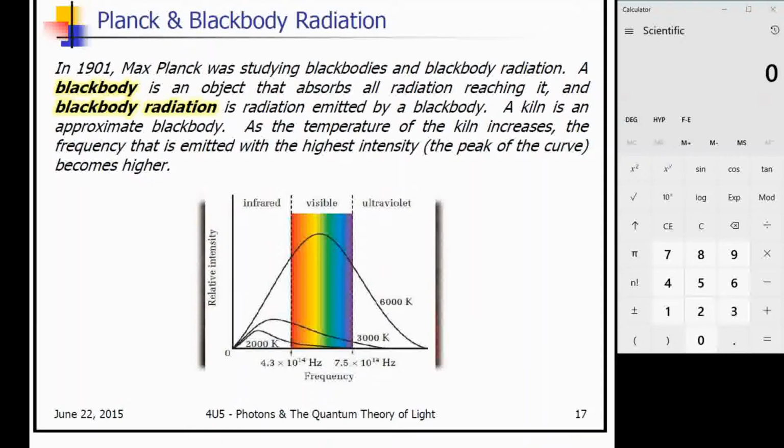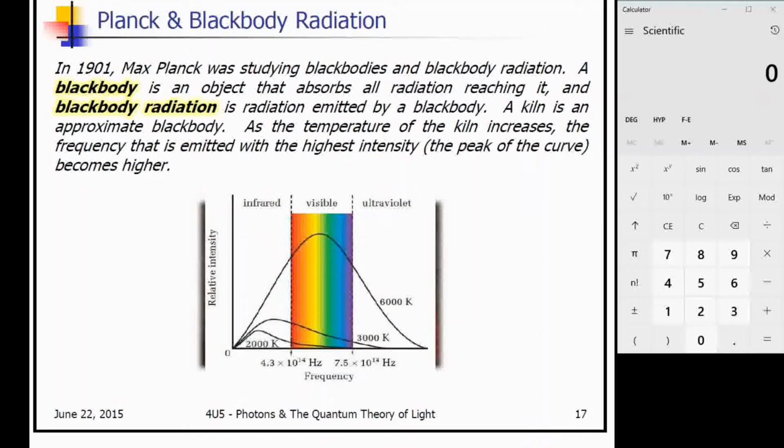On Earth, we can think of a kiln. A kiln is like a furnace for cooking ceramics, really a very high temperature oven. As the temperature of the kiln increases, the frequency that is emitted with the highest intensity becomes higher. So if you look at this curve that we have here, if you imagine different heat curves, we have a curve with 6,000 Kelvin, another one with 3,000, another with 2,000.